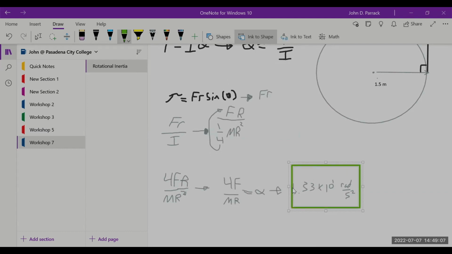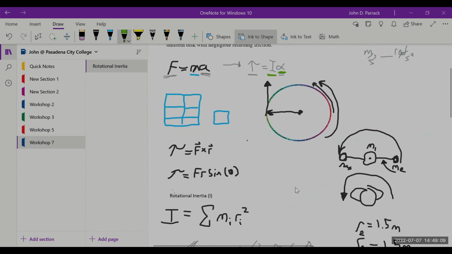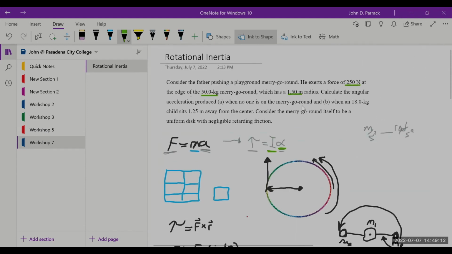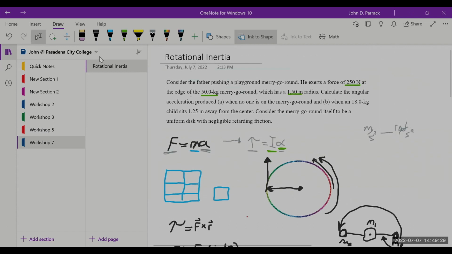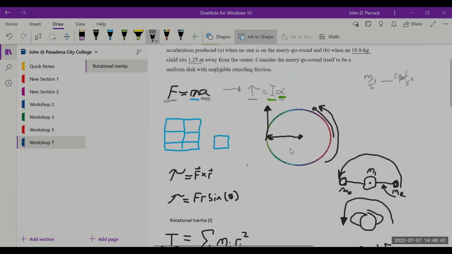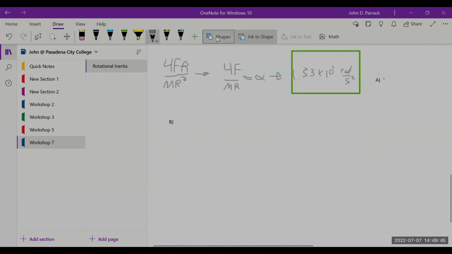So here's the acceleration with no child on the merry-go-round. That's our answer for part A. Now let's start over on part B. Part B complicates the situation a little bit. The difference in part B, what do they add? They say, now what is the angular acceleration produced when there's an 18 kilogram child sitting 1.25 meters away from the center? Okay, so let's draw this again.